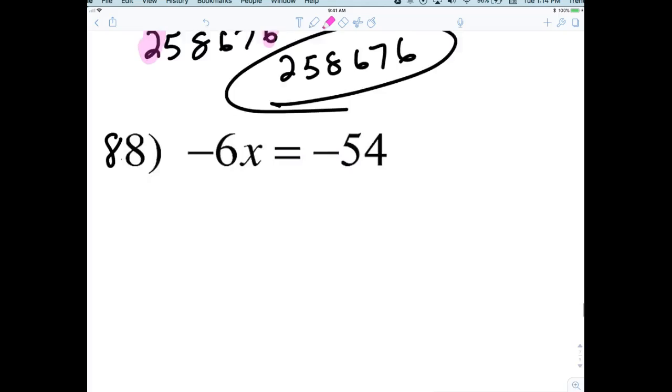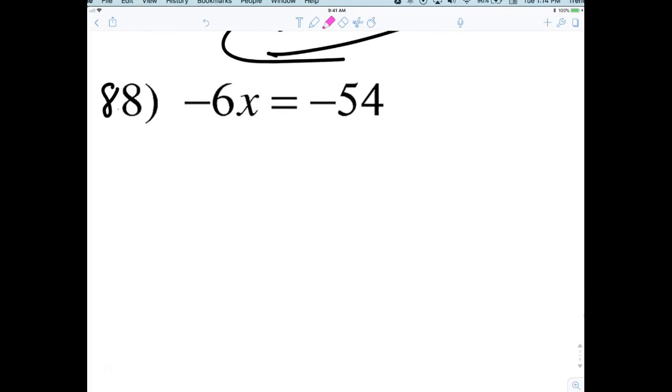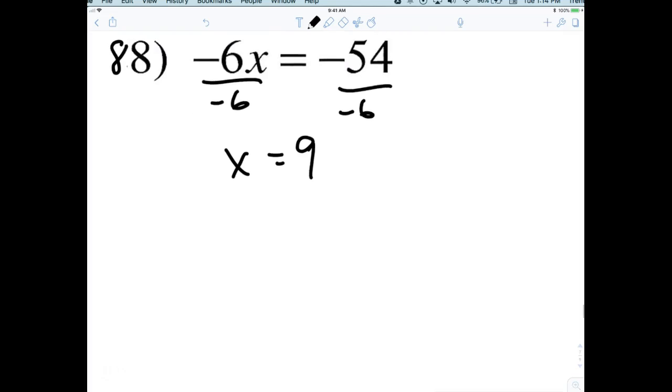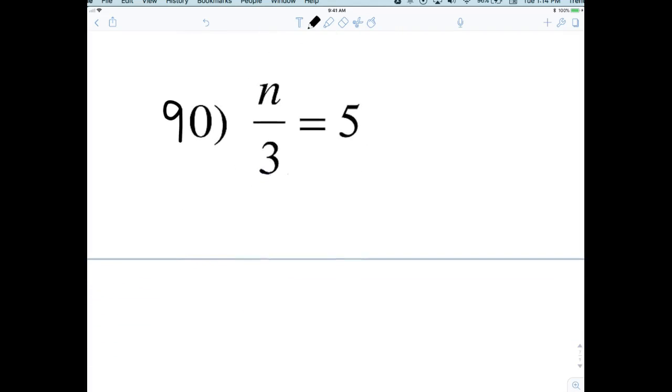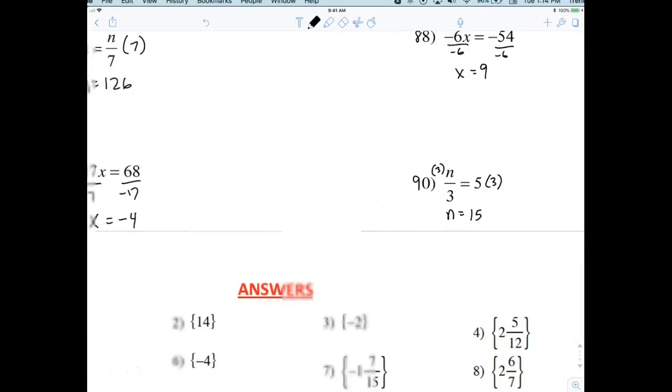All right, so here we go. How do we undo multiplication? Division. So we're going to divide by -6. And of course, negative divided by negative is a positive 9. Everybody good with that? All right. Let's take a look at 90. How do I undo division? So I'm going to multiply both sides by 3. So n is equal to 15. That was so much easier.